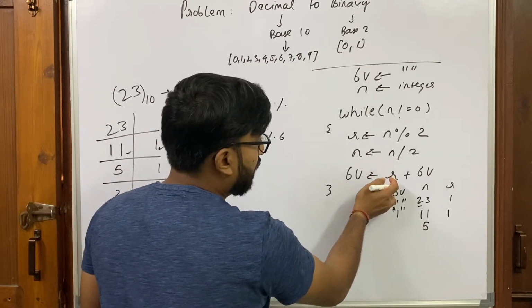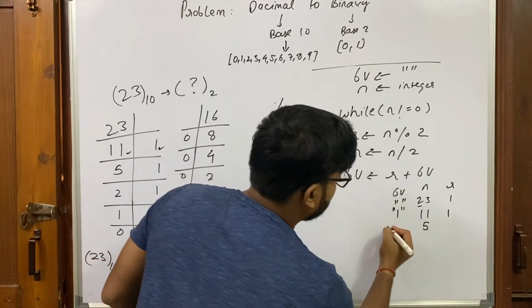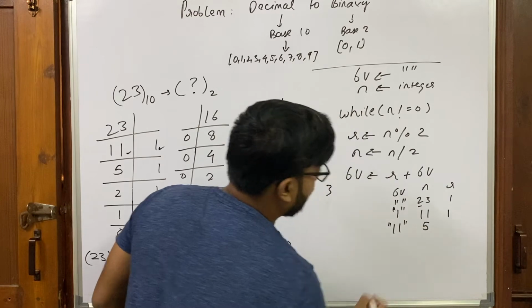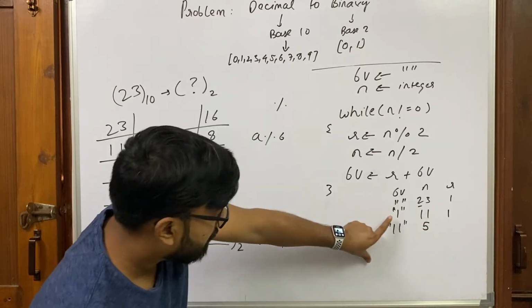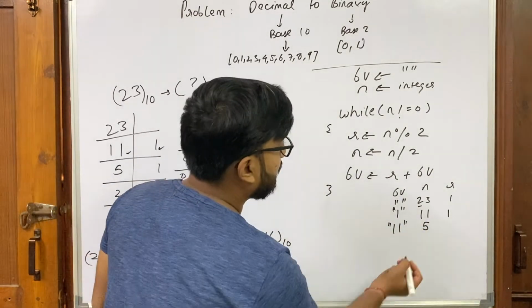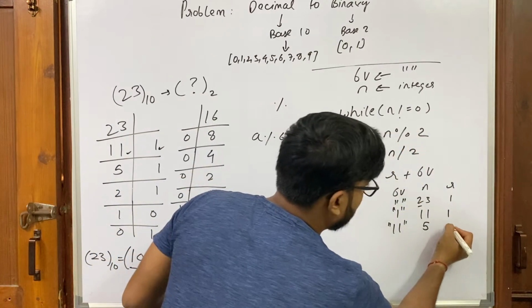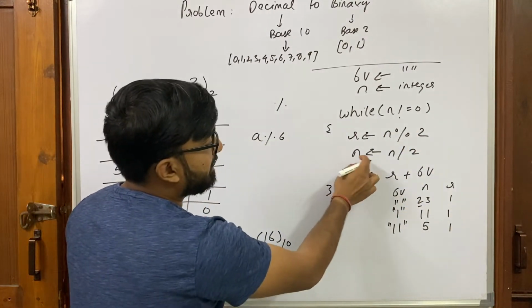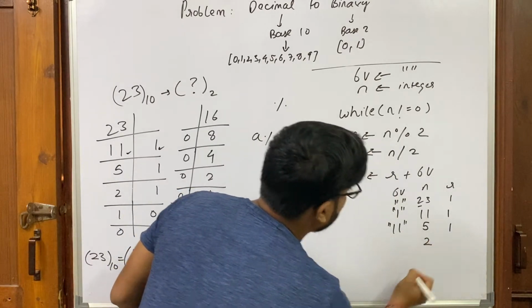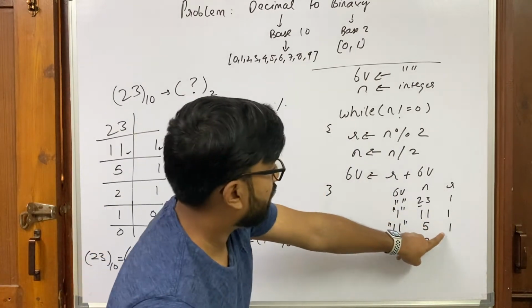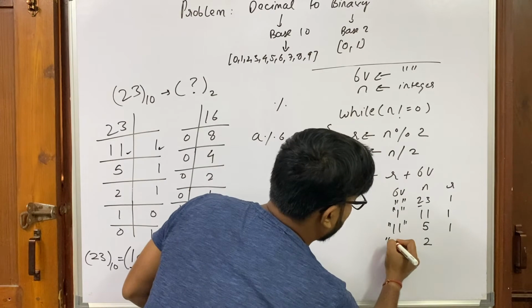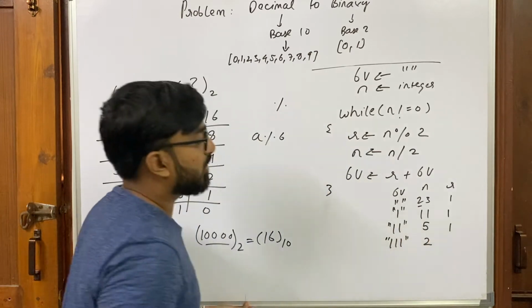We get n equal to n/2, we have 5 here. BV is 1 plus BV, so we have 1 and 1. This new 1 comes to the left end. n is not equal to 0 is true. We have R is n%2, which is 1. We get n is equal to n/2, which is 2. BV is 1 plus BV, so we have 1 to the left, so it becomes 1, 1, 1.